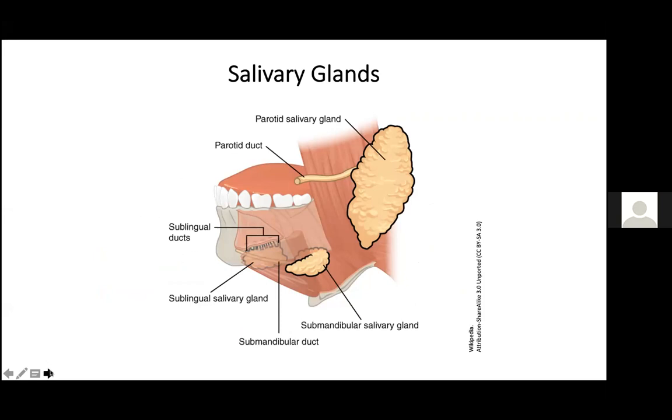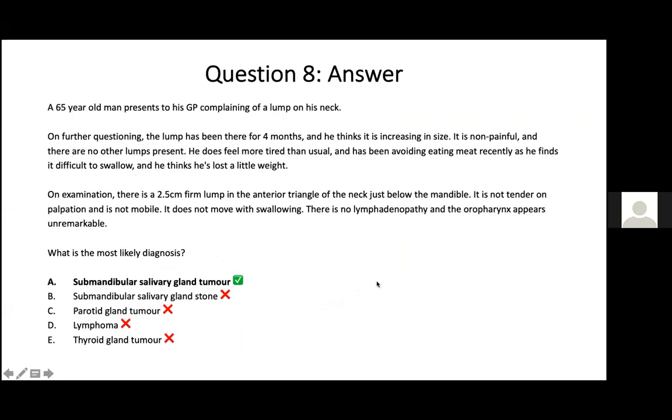So let's just check back with the question here. The location of the lump, that's in line with a submandibular salivary gland. And this combination of the history and the examination findings really to me sounds like he needs an urgent referral for investigation of a neck cancer. He's got a few red flags and it sounds as though he's got a swollen salivary gland. So I think he is heading towards a referral to head and neck.